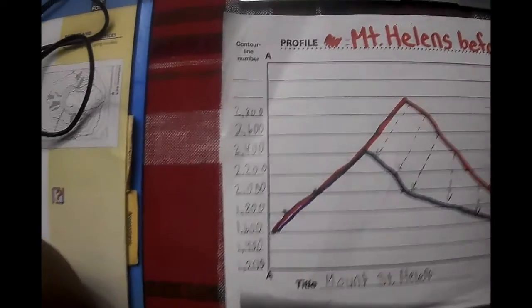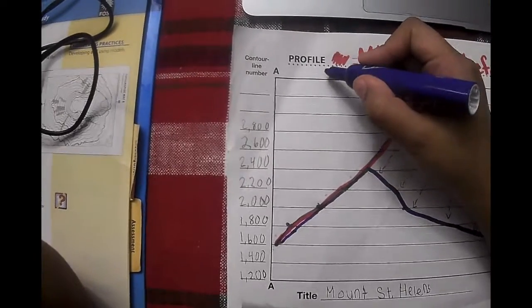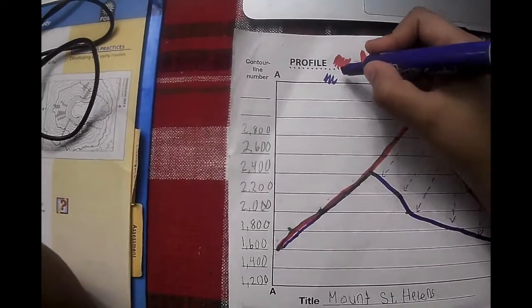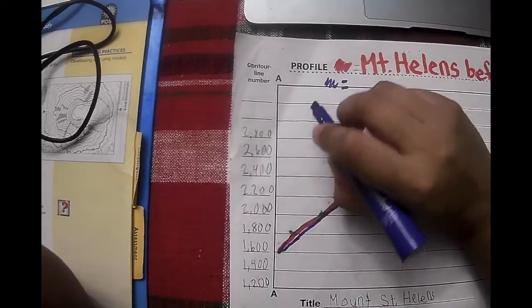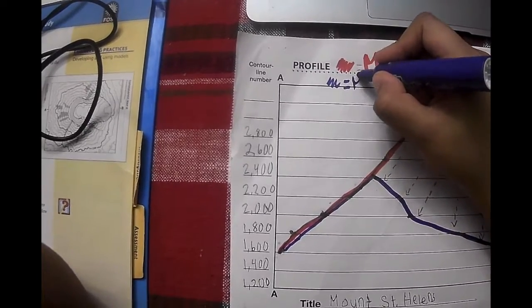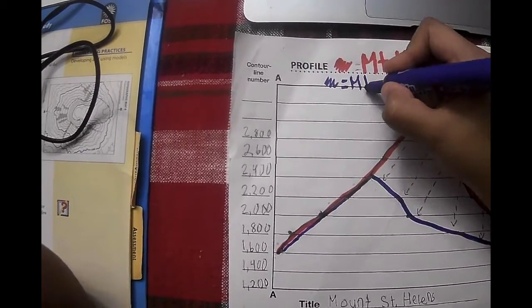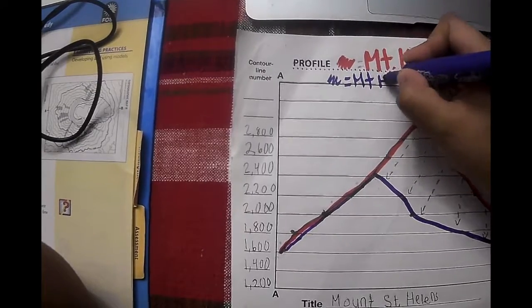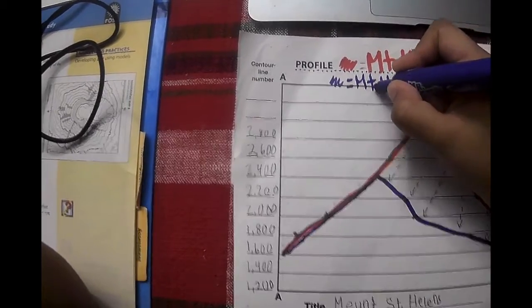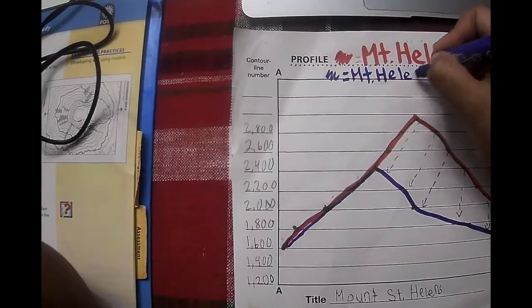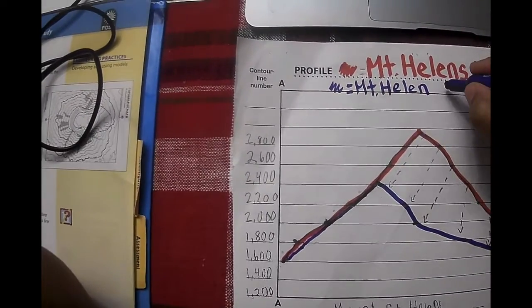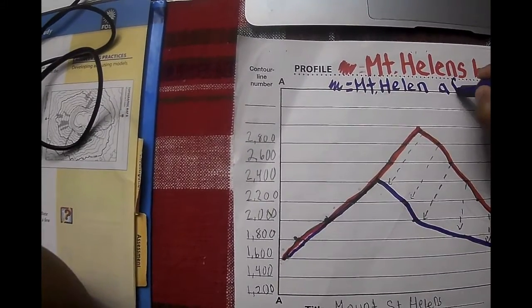And we're going to write a key at the top. Just draw a purple line. Mount Helens after.